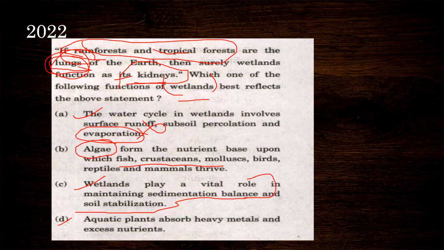What is unique is that aquatic plants absorb heavy metals and excess nutrients here. There are other functions of wetlands also. Please go through them from the basic books, so that will help in doing this question.